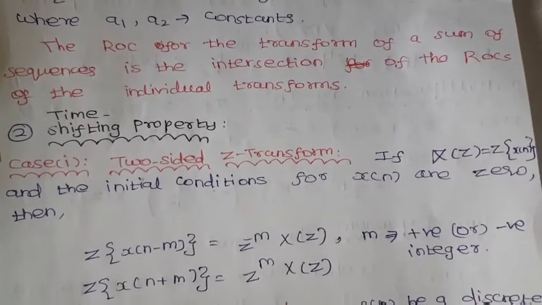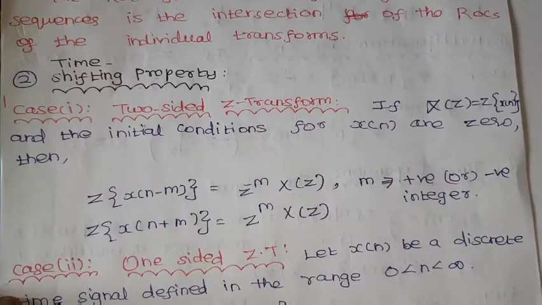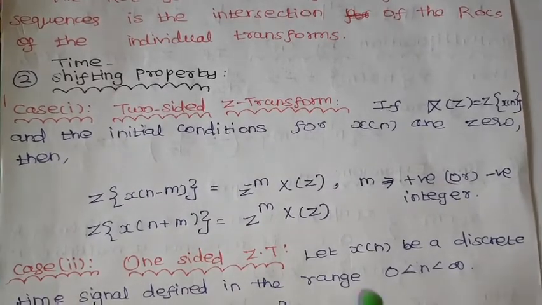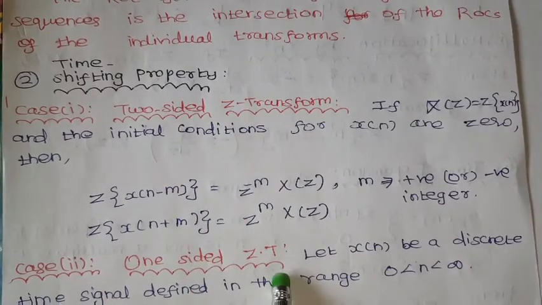Next, coming to the time shifting property. What is the time shifting property? Here in the time shifting property there are two cases. Case 1 is for the two-sided transform. Case 2 is for the one-sided Z transform.